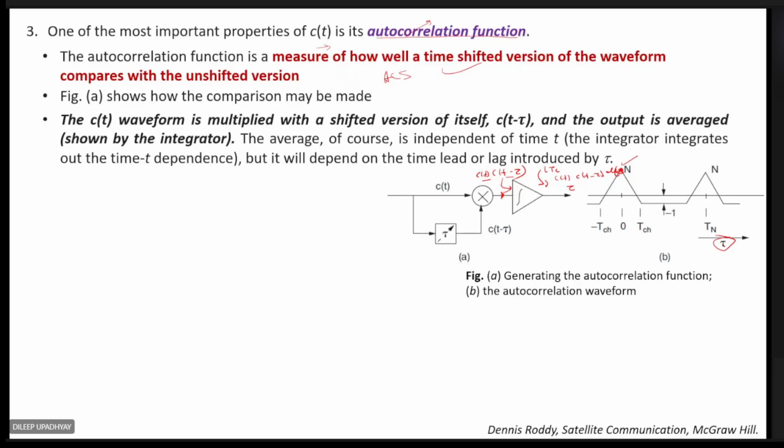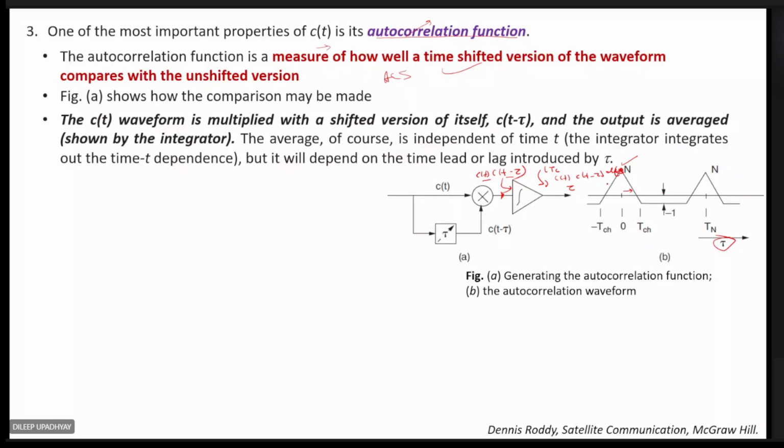But if we increase this tau, then since c(t) and c(t minus tau) differ by some amount, definitely the value of the integration will decrease, and it does. The autocorrelation function's value decreases. And once it is very close to that of Tc, it goes to the negative side. That is, at that time, it gives us the maximum dissimilarity.